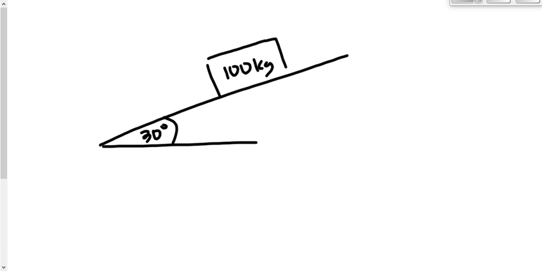Well, we know ultimately this thing is going to go down the hill. It's going to slide down the hill. In the absence of any other forces, it's going to slide down the hill. But why is it going to slide down the hill? What is it that's going to drive it or cause it to slide down this hill? What force or forces are going to cause it to go down the hill?